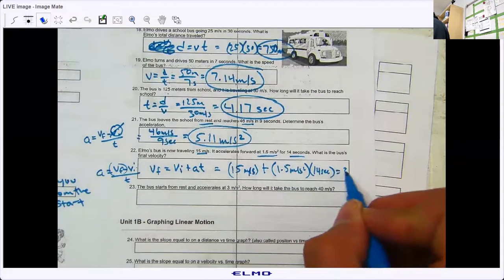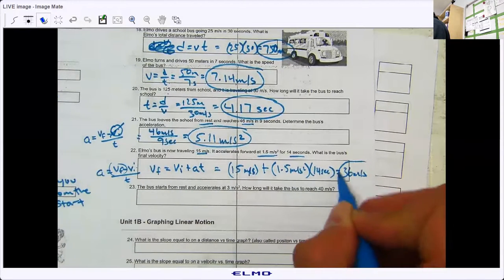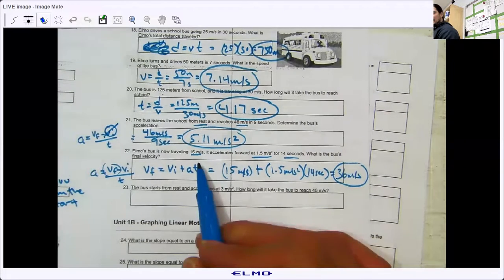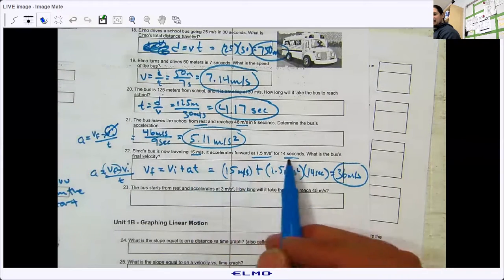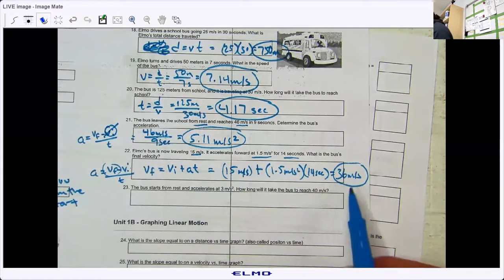So we end up with 36 meters per second. That is the final velocity. It started at 15, it accelerated for 14 seconds, and it ends up, it accelerates, it gets faster, and it moves to 36 meters per second.